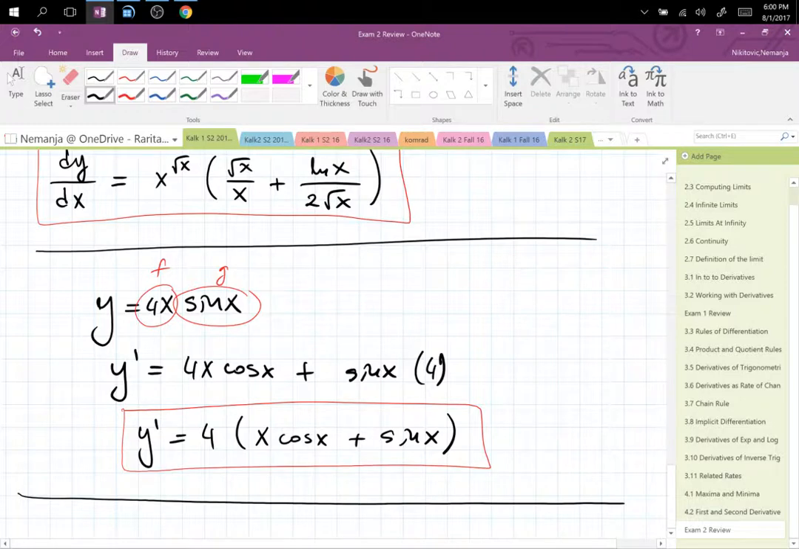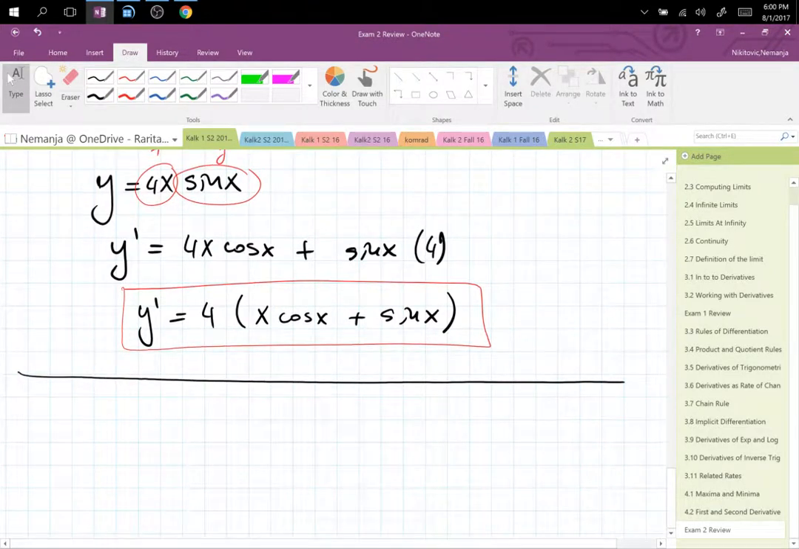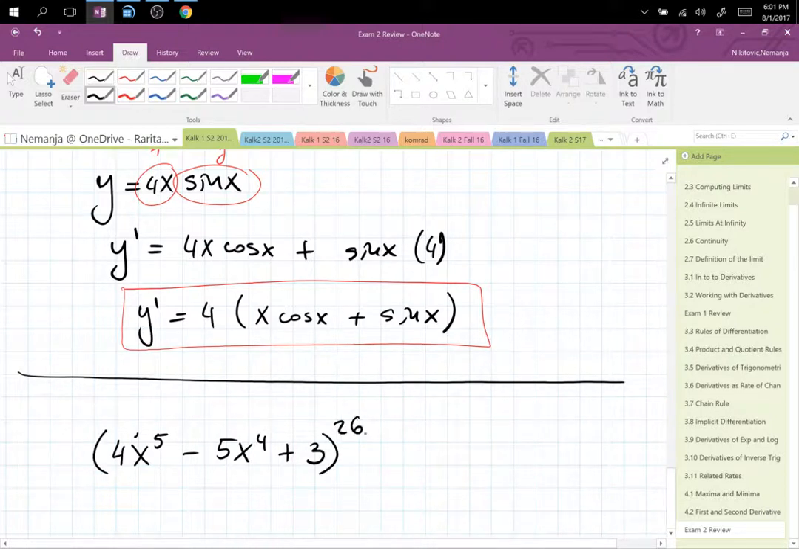Yes? 4x to the 5th minus 5x to the 4th plus 3. Hold on. 4x to the 5th. Okay. Minus 5x to the 4th. Plus 3. All in parentheses to the 26th. And then chain rule. Nice.